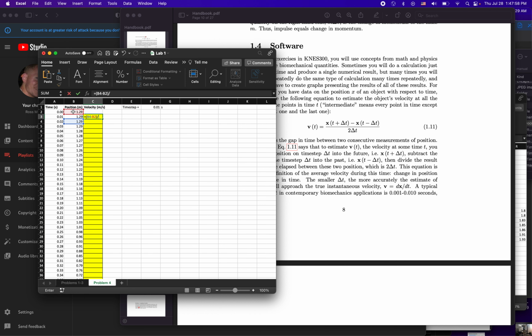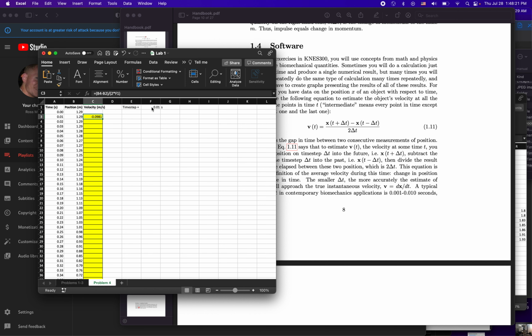Then I'm going to divide that difference, my future position minus my past position, by the gap in time between those two position measurements, and that's my 0.01 seconds, my time step there. And that gets me a velocity of about negative 0.1 meters per second for that particular point in time.